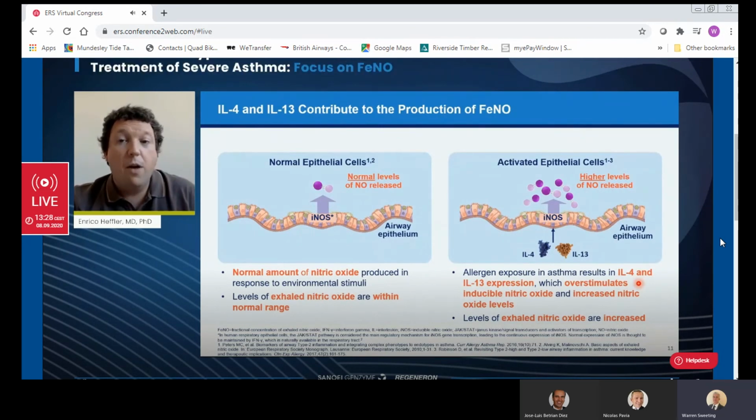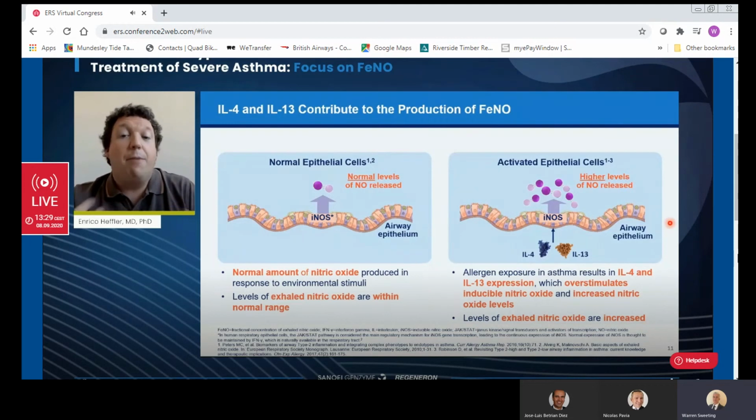level of FeNO. While in a patient with an underlying type 2 inflammation, for example a patient with asthma, but not only, a patient with nasal polyposis, for example, there is an important inflammation mediated by IL-4 and IL-13, which is inducing the overexpression of the inducible form of nitric oxide synthase, and therefore, when there is any single trigger, the increase of nitric oxide is even higher.